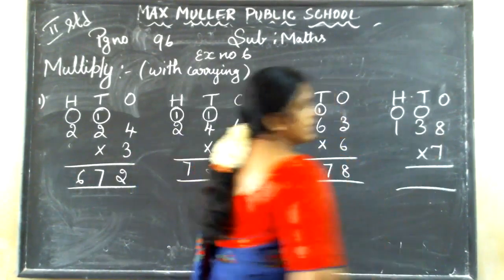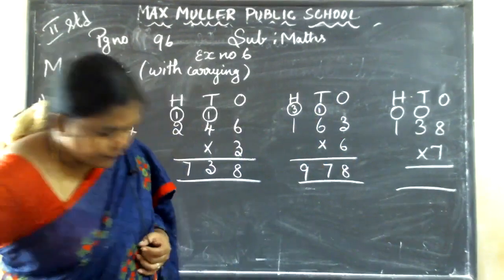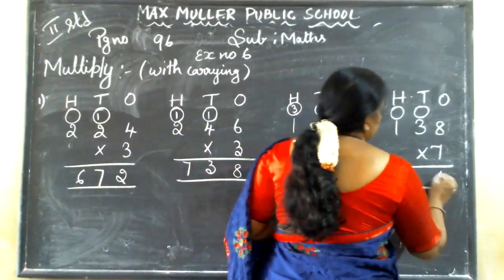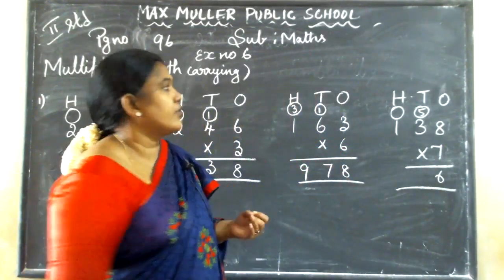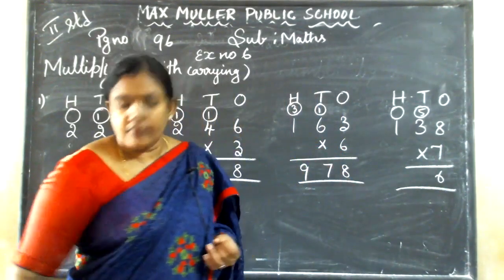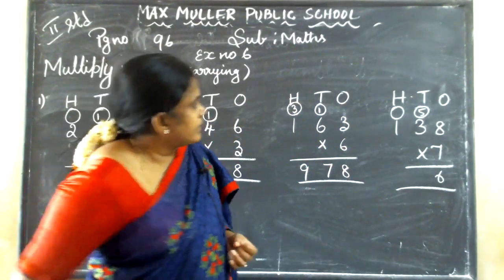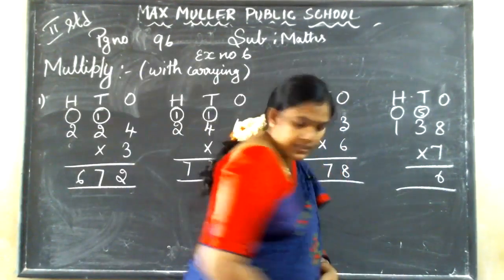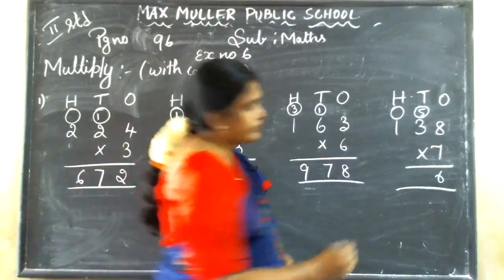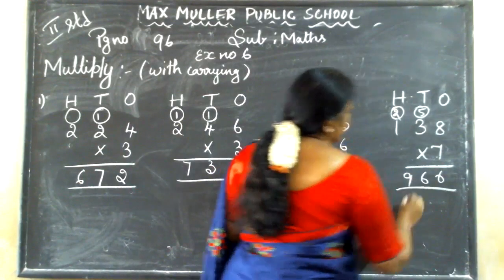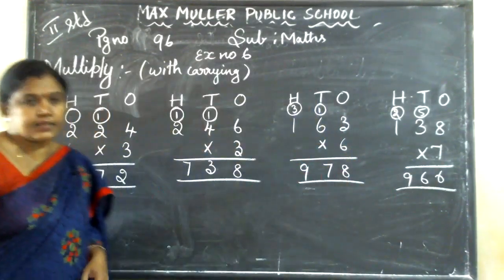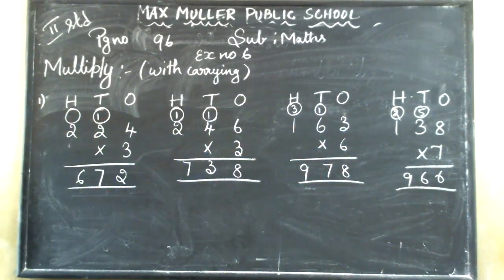Here 7 8s are how much, children? 56. 5 carry. 7 3s are 21. 7 1s are 7, 7 2s are 14. 21 plus 5, 26. 7 1s are 7. 966. Second line over. Now we will go to the third line. Write neatly, children.